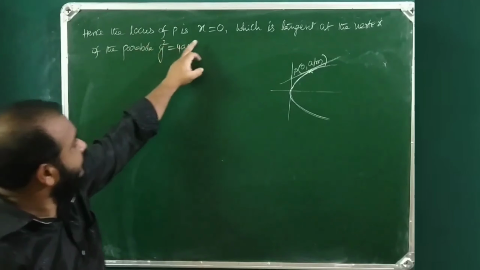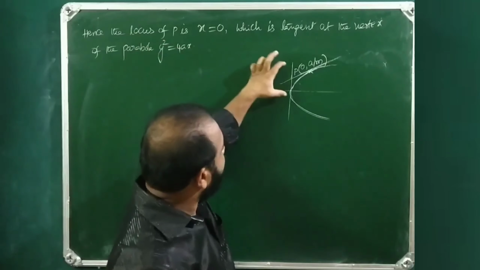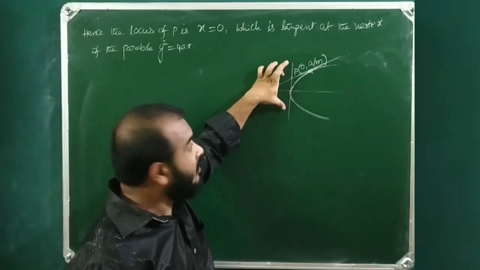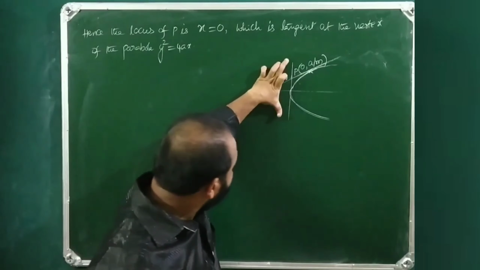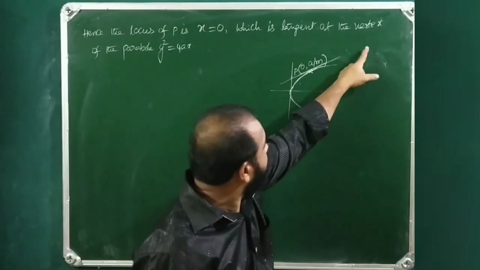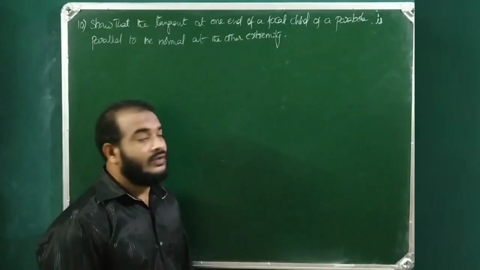Hence, the locus of P is x equals 0. x equals 0 is the y-axis. This y-axis is the tangent at the vertex of the parabola.